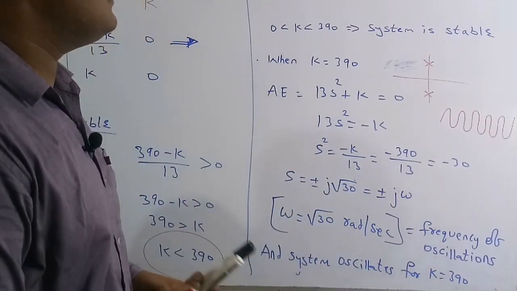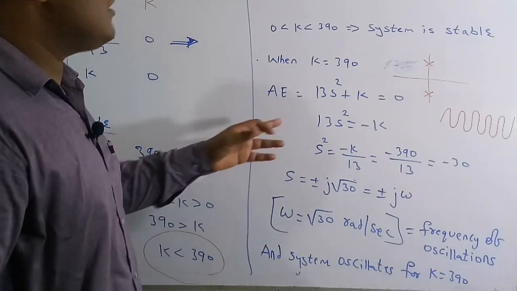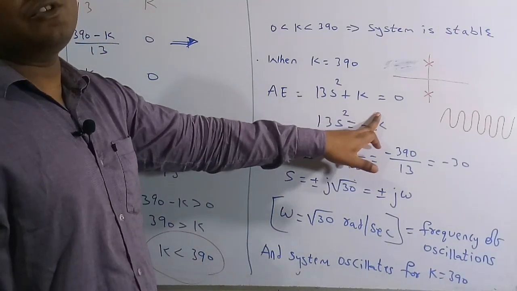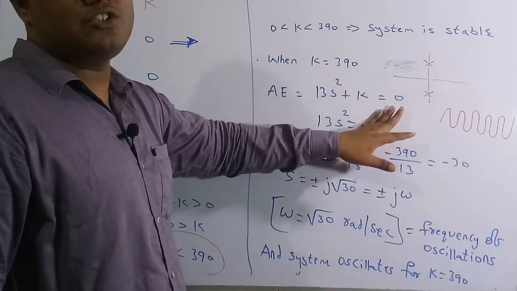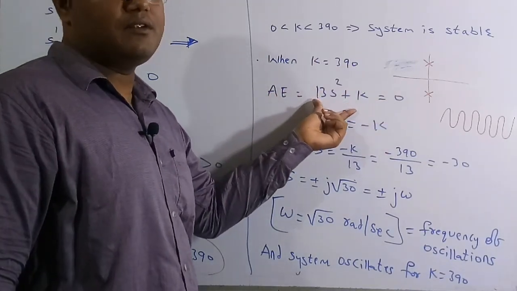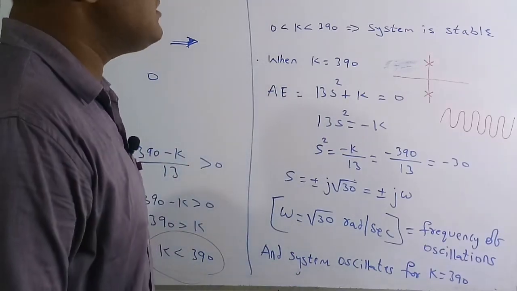But in the options they have given the auxiliary equation as 13s plus k is equal to 0, but that is not the case. The auxiliary equation is 13s square plus k is equal to 0. So this has to be like this, but in the question they have given the auxiliary equation as 13s plus k.